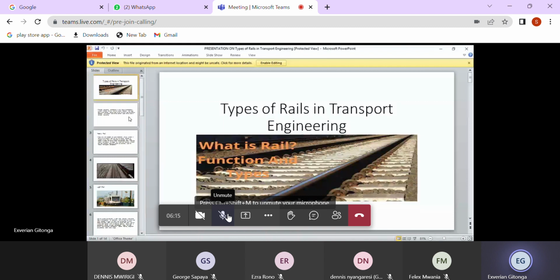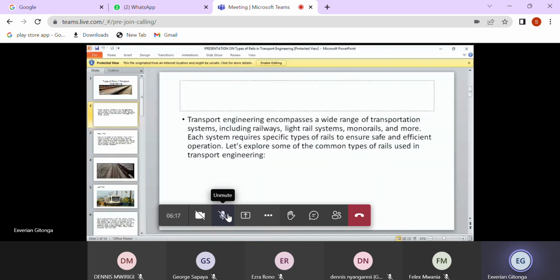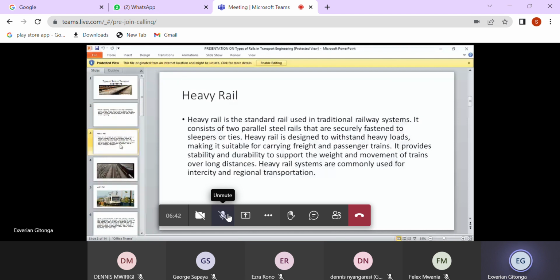transport engineering. Now we can say that transport engineering entails a wide range of transportation systems, including railways, light railway systems, monorails, and more. Each system requires specific types of rails to ensure safe and efficient operation. Now I want us to look at the various types of rails. So we are going to start with the heavy rail.